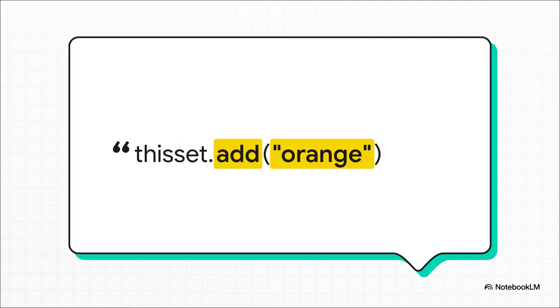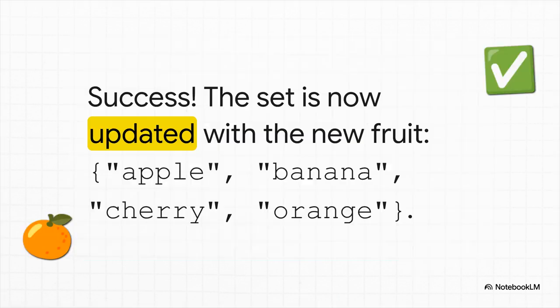And now for the action. All we do is take our set, which we're calling this set, and use .add with our new fruit, orange, right inside the parentheses. It's really that simple. And boom, just like that, our set has grown. Orange is now in the mix. And remember, sets are like a bag of things, not a list. There's no specific order, so orange is just in there with the others.